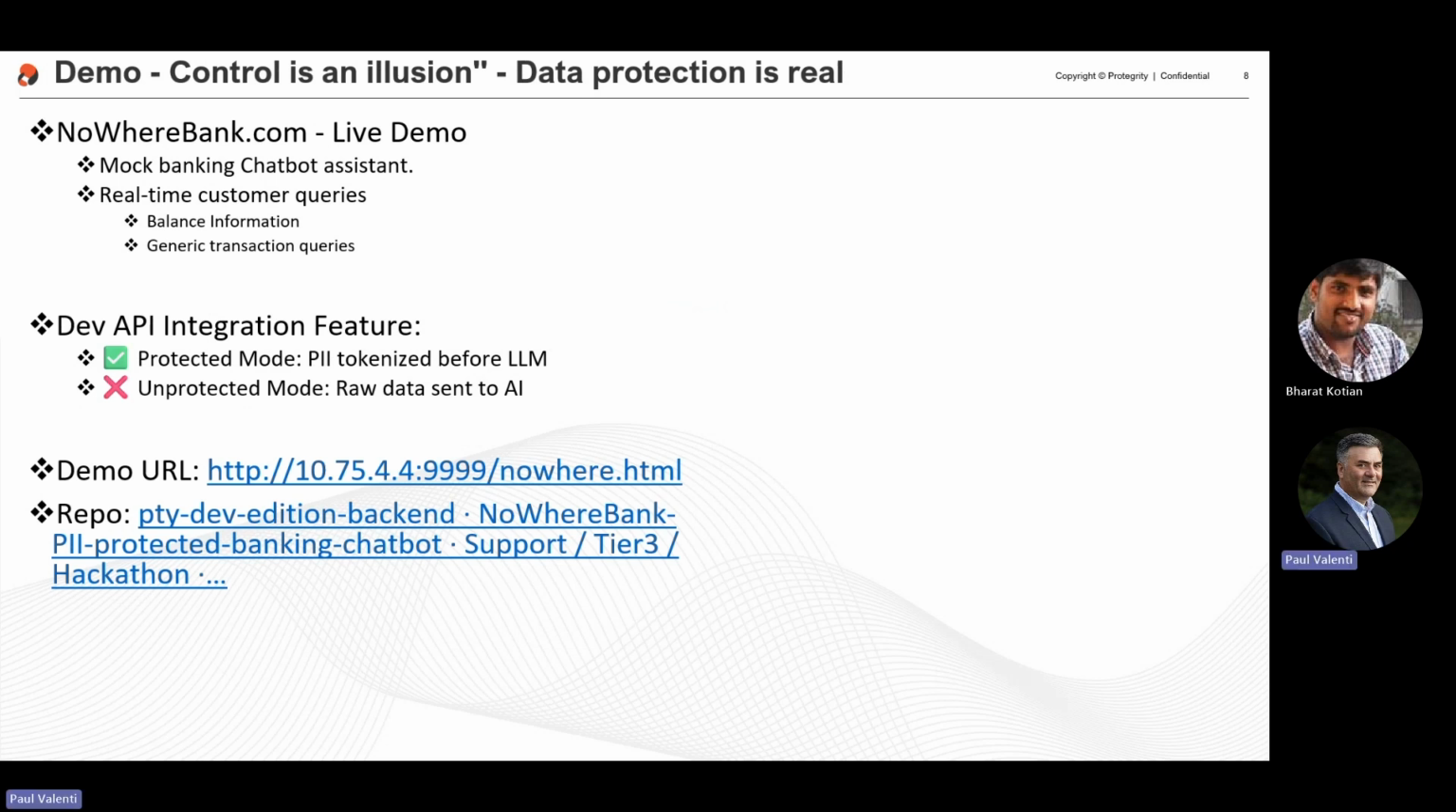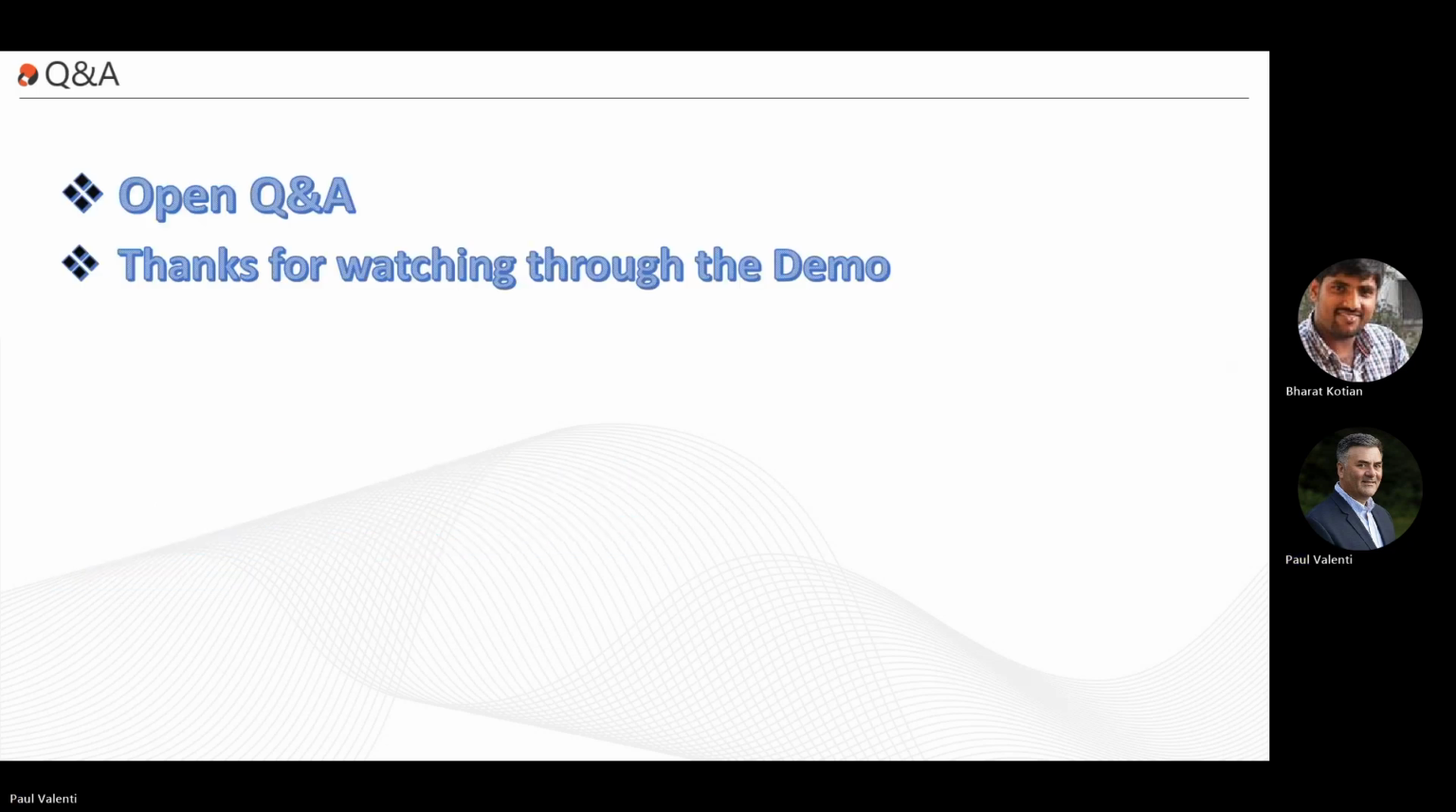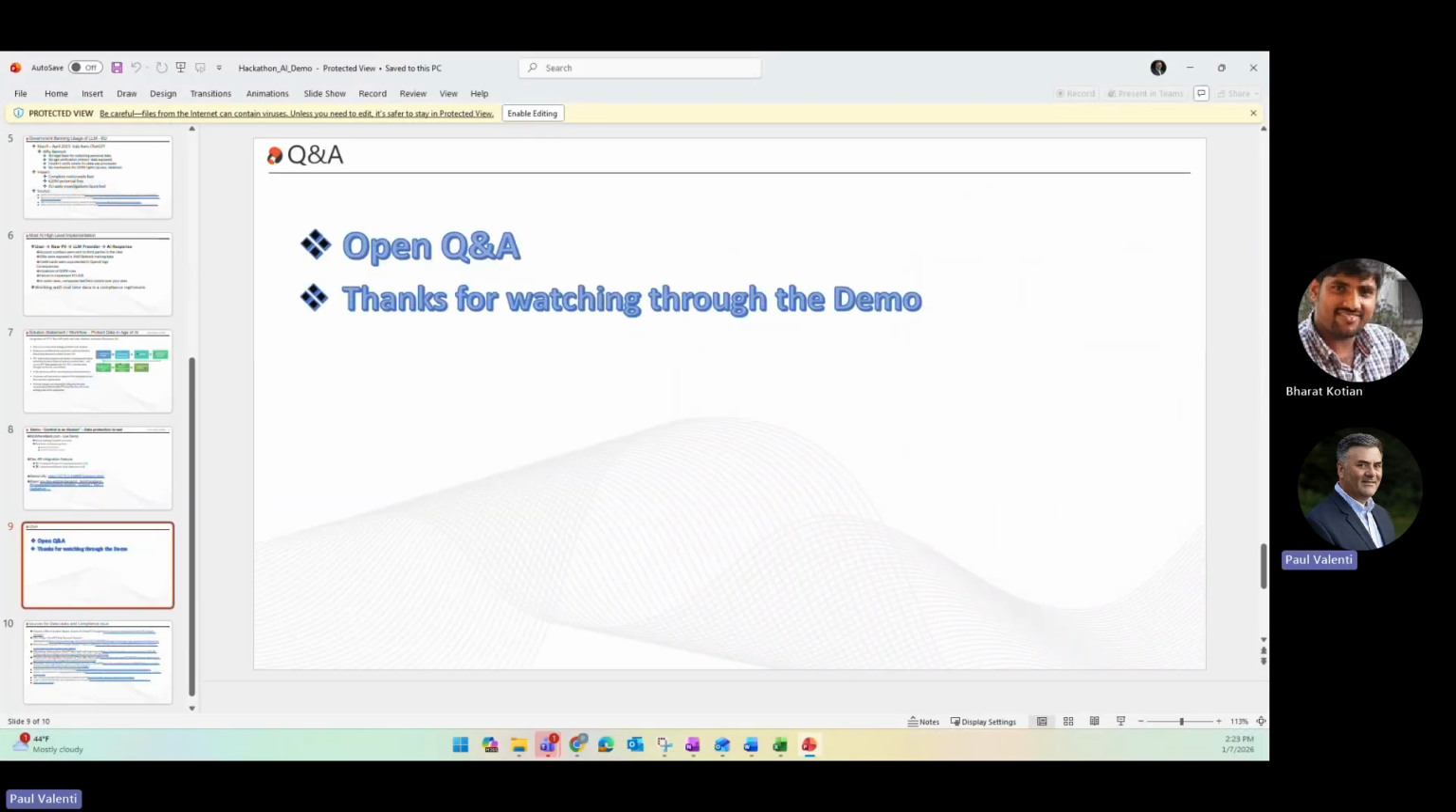Now we will go to the demo, Nowhere Bank, where our interest rates are low, but your data is protected. We will show a chatbot that turns on protection. The data will be protected in the LLM and returned in clear text to the end user as part of a chatbot interaction. Let's go to the demo.